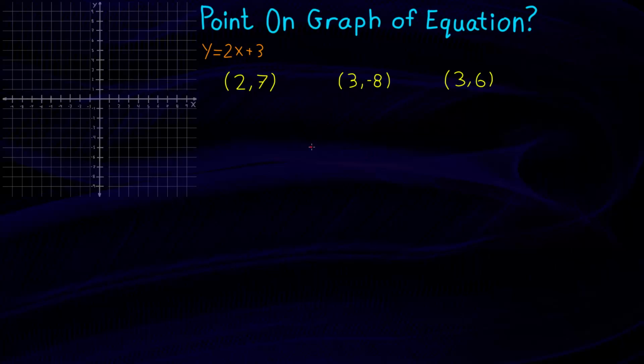So you can hit the K key to pause the video, and I'm going to get you the answer here in 3, 2, 1. So the point that is not on the equation of 2x plus 3 is (3, -8). And the reason is that if x is positive for this particular equation, then y also needs to be positive. And that's because 3 is the y-intercept and the slope is positive. So we know that this one isn't going to fit.